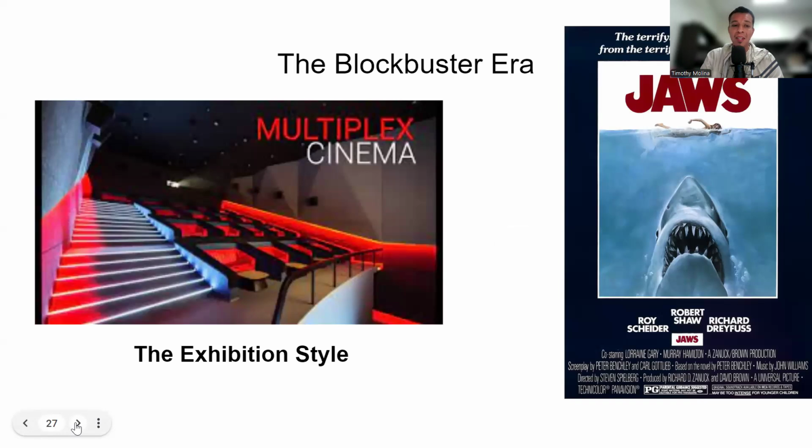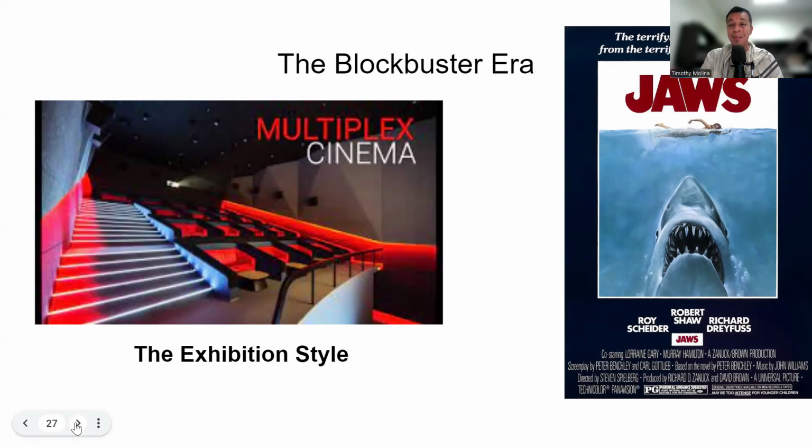and one of the first to be considered a blockbuster film was Jaws. And it also helped to create a new type of movie theater, which is known as the multiplex cinema, going all the way into the early 2000s, when many movie theaters were built with 24 screens alone. So that was pretty big.